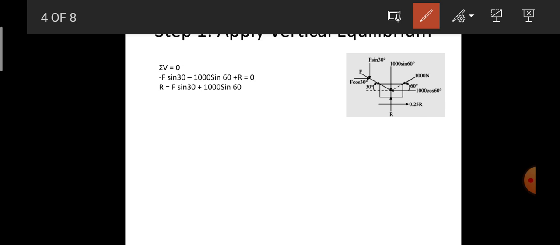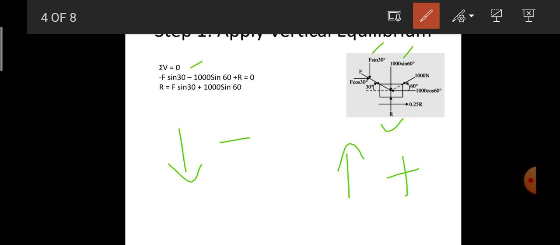So if I take that into consideration for the overall system, F sine 30 is the first vertical force. Secondly we have 1000 sine 60, and the last one we have is R. I just considered upward force as positive and downward force as negative. With this sign convention, if I want to proceed, sigma V, that is the summation of all the vertical forces, will be equal to 0.